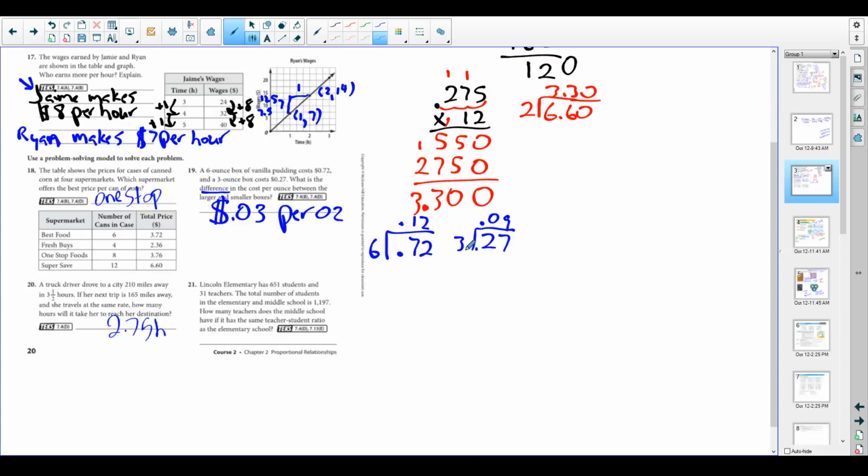Because if you bought 2 of these little boxes, right, 3 ounces plus 3 ounces is 6 ounces, but you'd only pay 27 cents times 2, which is 54 cents. So you would save 18 cents on pudding. It's an amazing bargain. Not really. But there is a difference.